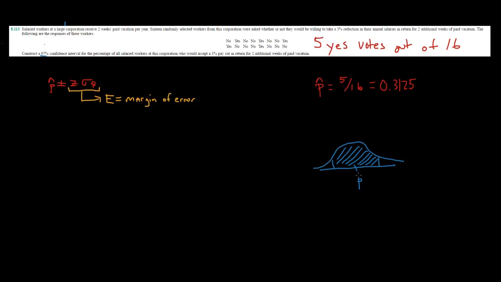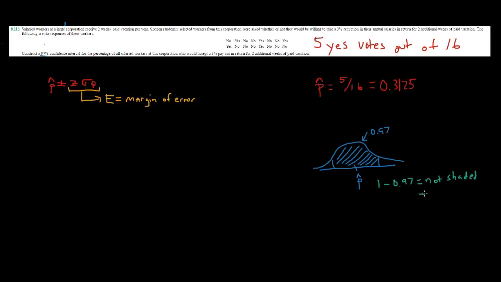So p hat, that's much better. Okay, we want 97%, or 0.97, of the area under the curve to be centered around p. Now, what is not shaded? If 0.97 is shaded, and 1 is the total area under the curve, what's left over? Well, there is 1 minus 0.97 area that's not shaded.